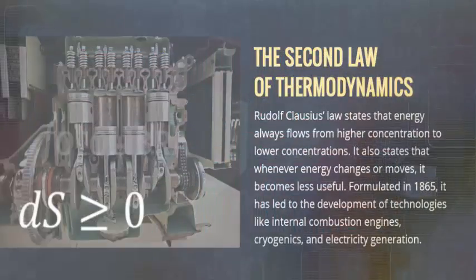The second law of thermodynamics. Rudolf Clausius' law states that energy always flows from higher concentration to lower concentrations. It also states that whenever energy changes or moves, it becomes less useful. Formulated in 1865, it has led to the development of technologies like internal combustion engines, cryogenics, and electricity generation.